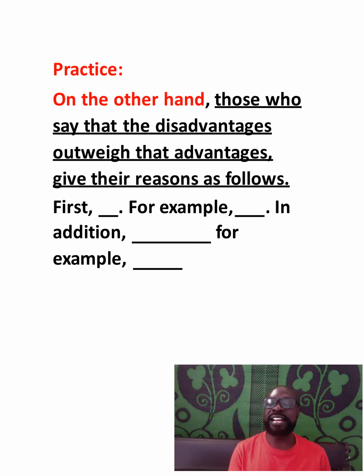After giving the disadvantage, give the example. For example, give the example, you follow the example up. In addition means you add a second disadvantage. And then you give an example.